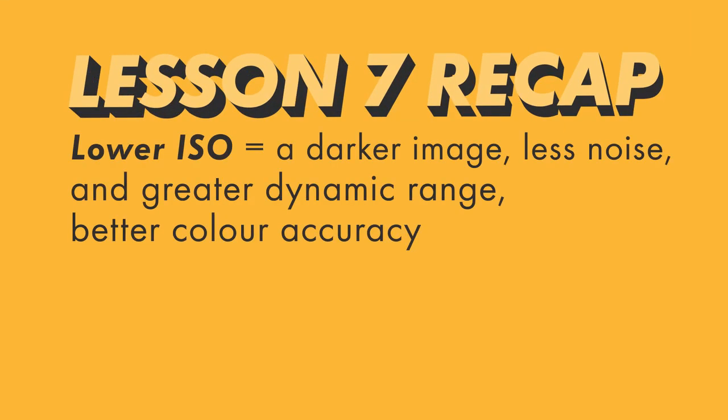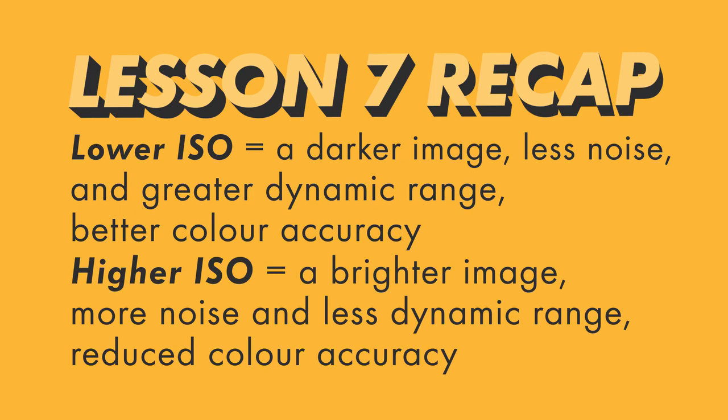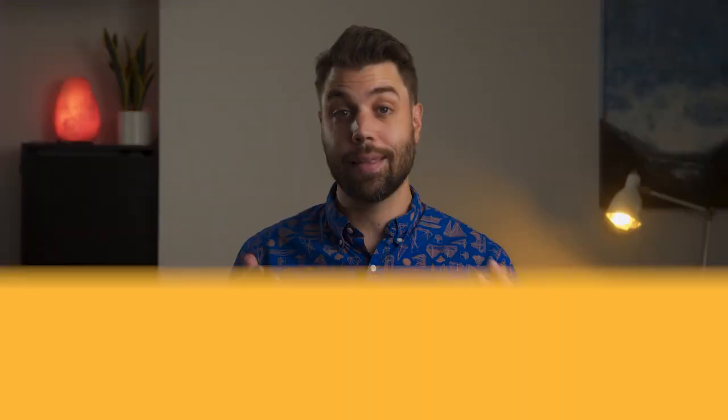So let's recap this lesson. The lower the ISO, the darker the image will be, producing less noise and typically offering the greatest dynamic range, along with better color accuracy. The higher the ISO, the brighter the image will become, producing more noise and less dynamic range with reduced color accuracy. In the next lesson, we will discuss how to use ISO in real filming situations.